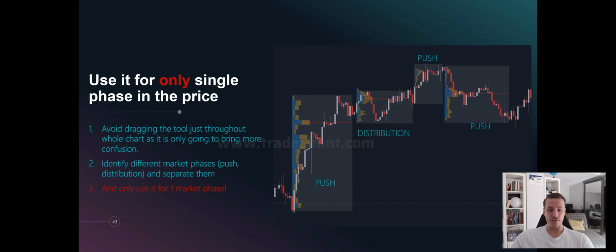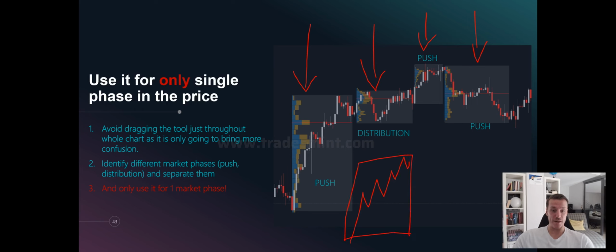Now, like I said, do not drag it all around the chart. It's going to bring a lot of mess and a lot of noise to your trading and to your charts. Instead, you want to use it for a single phase in the markets. What do I mean by single phase? Here you can see I have identified different phases in the markets on this chart. You can see that we have a push, so basically the price was pushing higher. This is one phase.